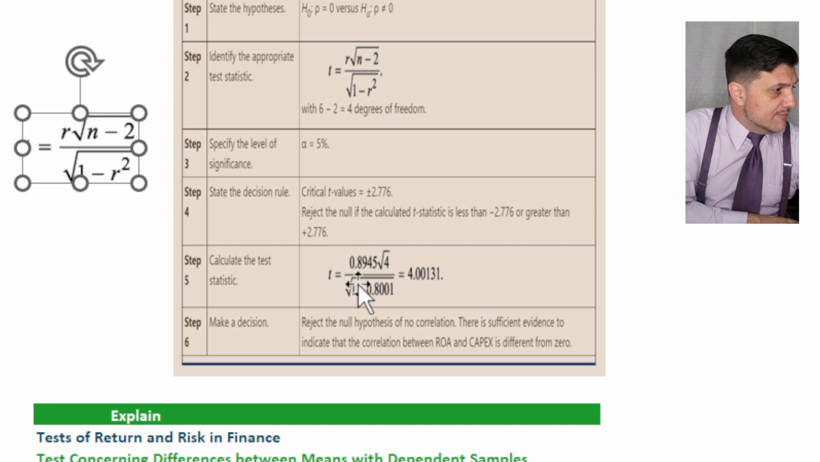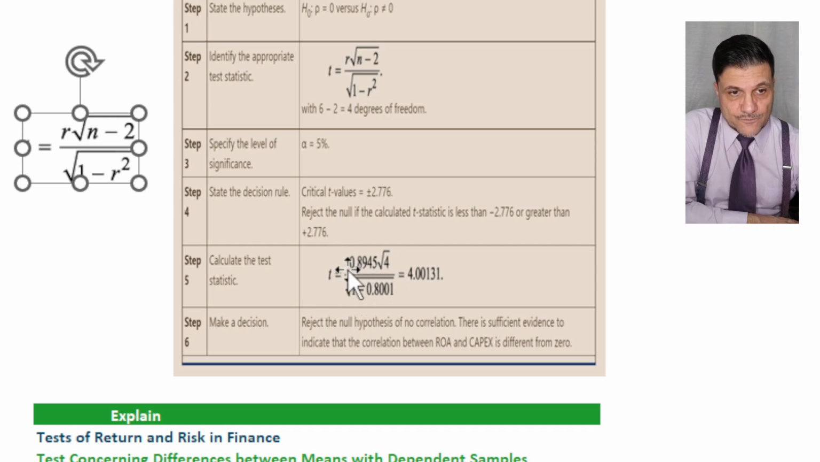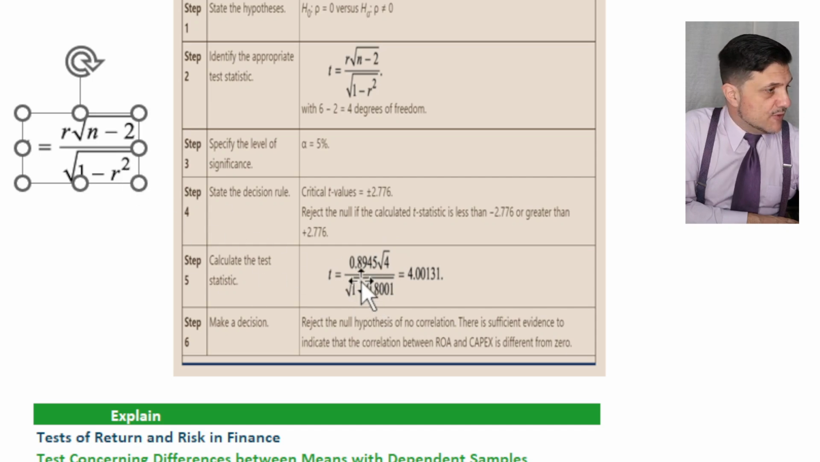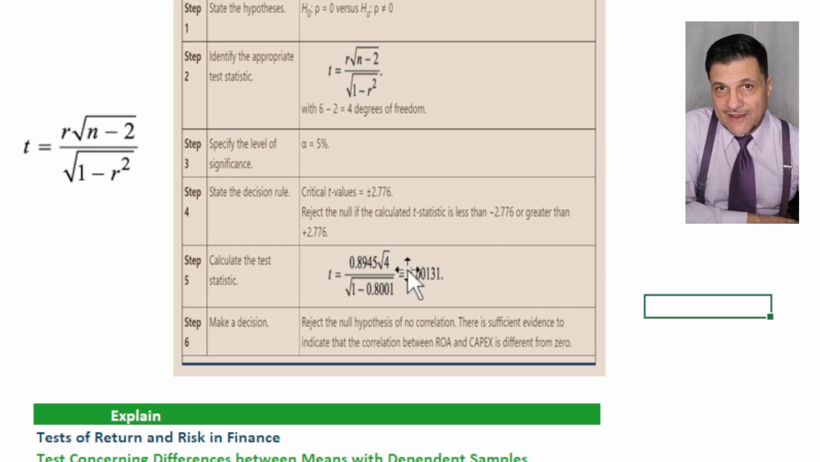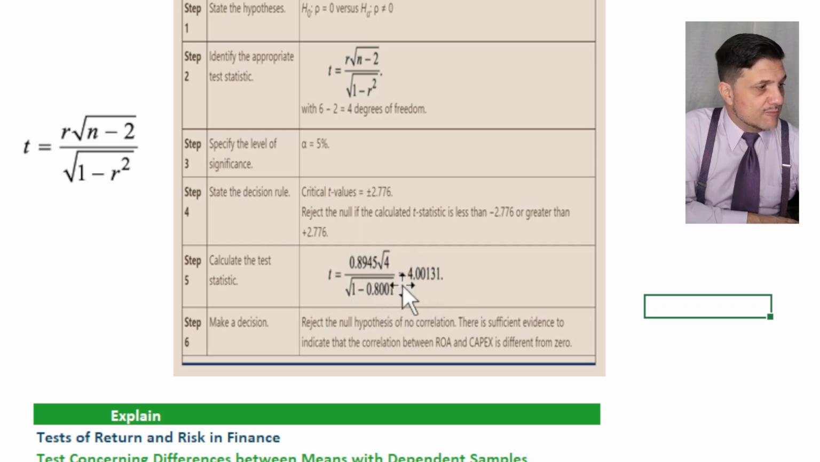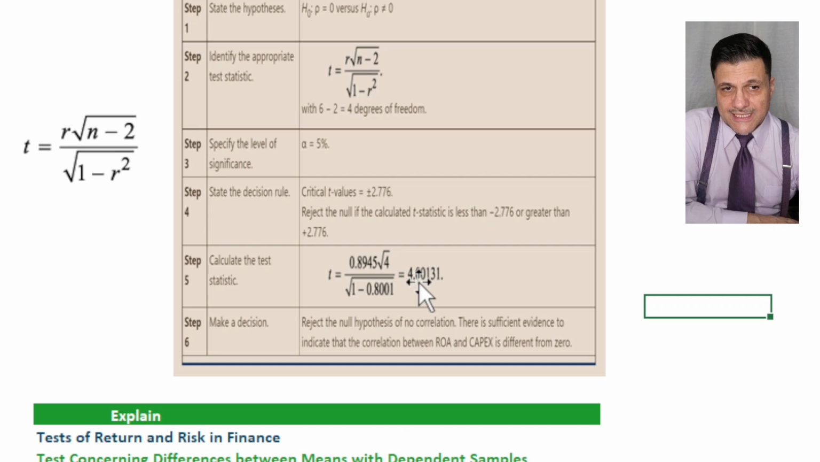Now, in this example, the correlation was 0.8945 and N was 6. So look at that: 0.8945 is the r. The square root of N minus 2, which is 4, divided by 1 minus the correlation squared. I got a number, 4.0 or 4. Great. Is this number higher than the predetermined critical value? Yes, it is. Should I reject or fail to reject?